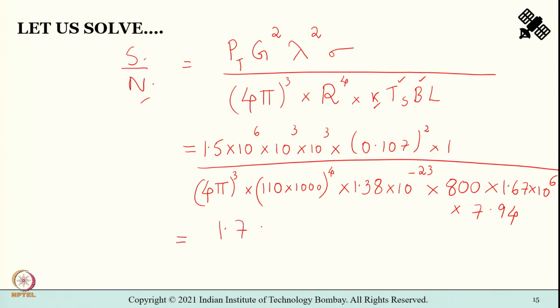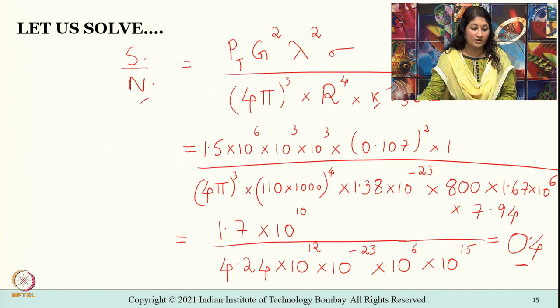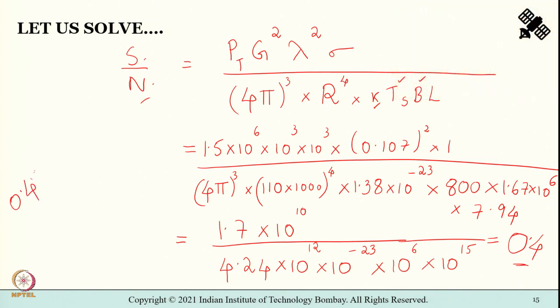I can further do the calculations and write the expression as 1.7 into 10 to the power 10 in the numerator, and in the denominator we get 4.24 into 10 to the power 12 into 10 to the power minus 23 into 10 to the power 6 into 10 to the power 15. Okay. Now we calculate the ratio and you will get a value of 0.4, which can be converted to decibels. Remember, till now we were converting decibel into ratio of power P1 by P2. Now, when calculating signal to noise ratio, I am getting a value of 0.4. So 0.4 can be converted into decibels, which comes to minus 3.94 decibel per pulse.